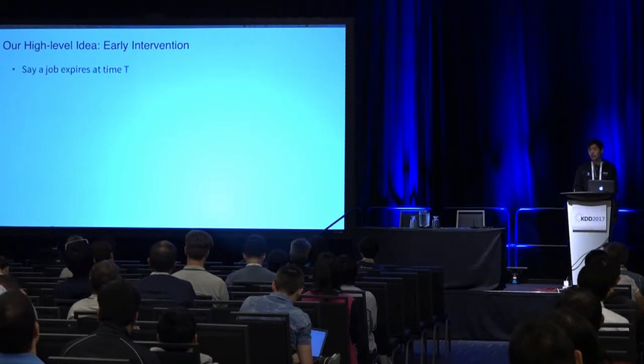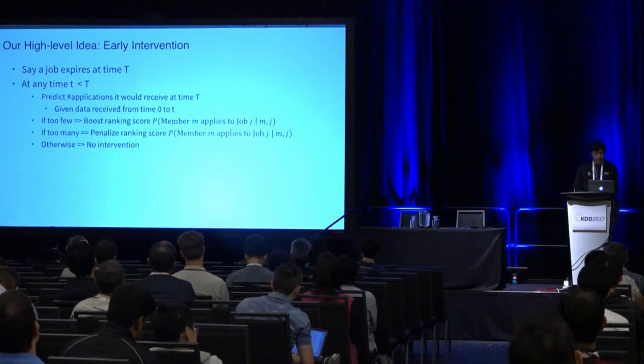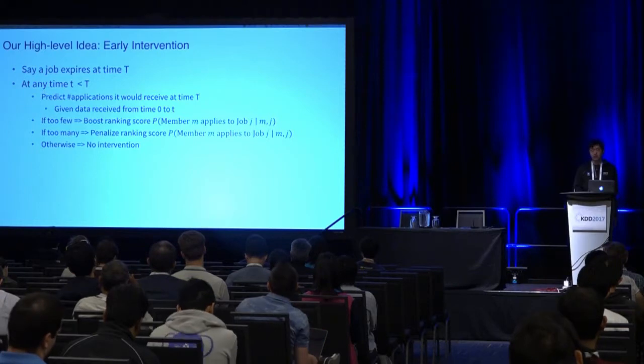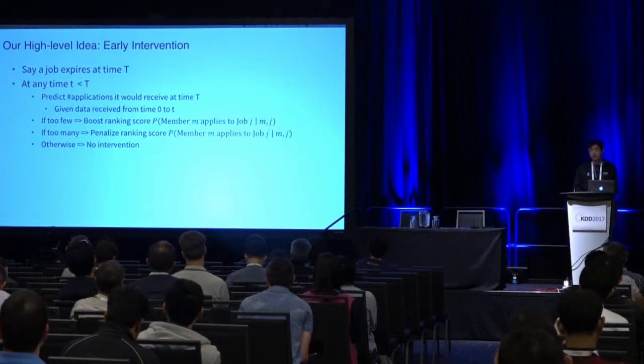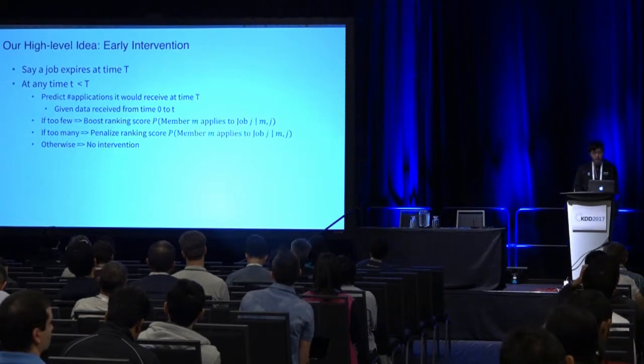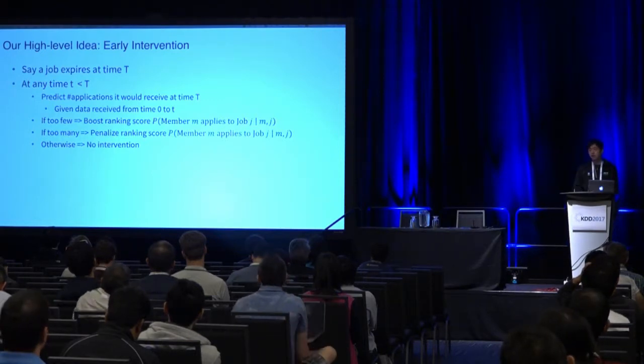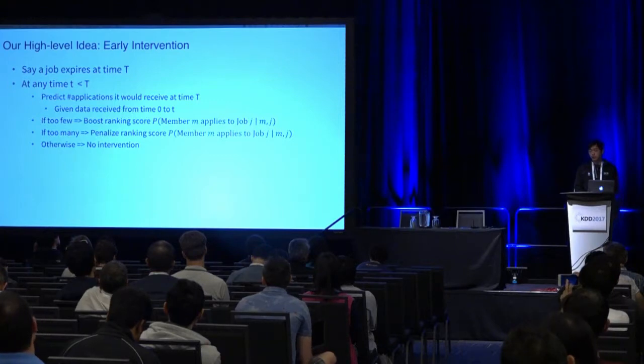What does that mean? Suppose a job expires at some time, let's say capital T. Let's say it can be 30 days. At any time, let's say maybe 5 days, you have run this job already for 5 days. You have 25 days left. And we start looking at the data about how many applications, how many impressions, what the CTR this job has already received, and also combine it with other features.